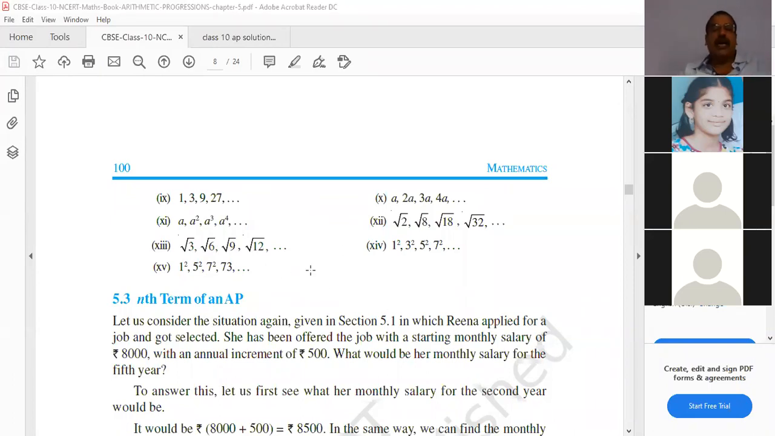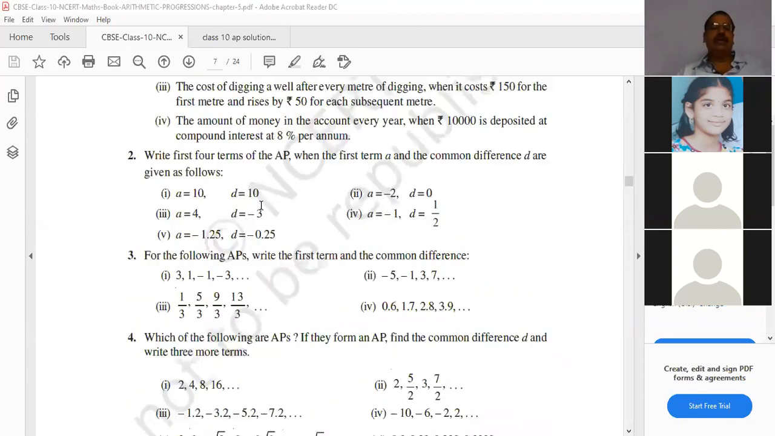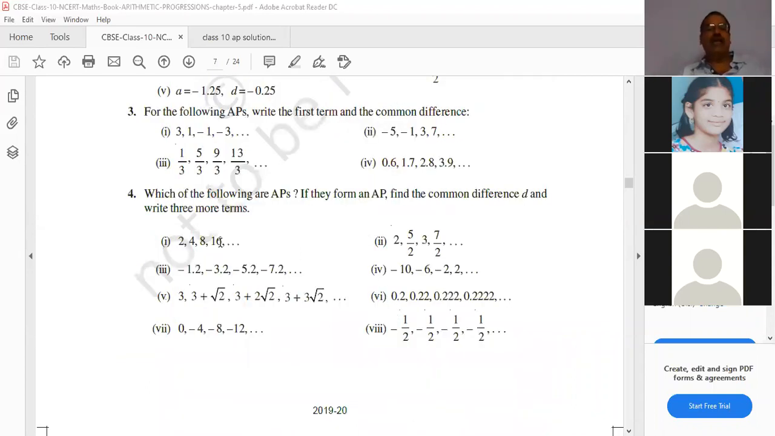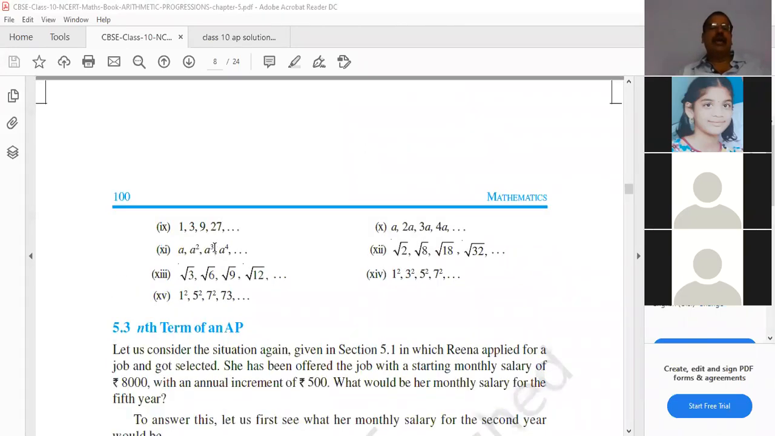Okay. Now which are not in AP, once again I'm explaining. 14th one is not in AP. 13th one is not in AP. 11th one is not in AP. 9th one is not in AP. 6th one is not in AP. Remaining all are in AP.